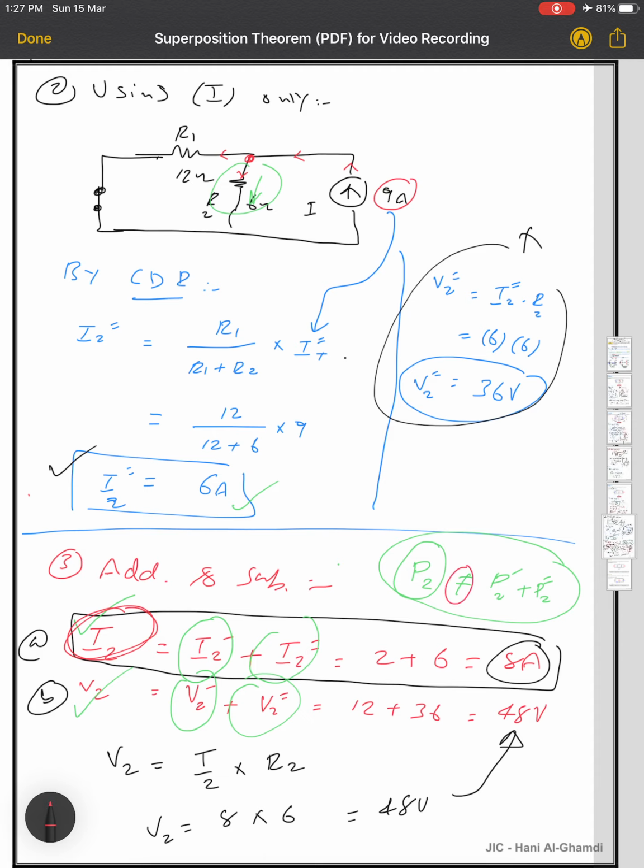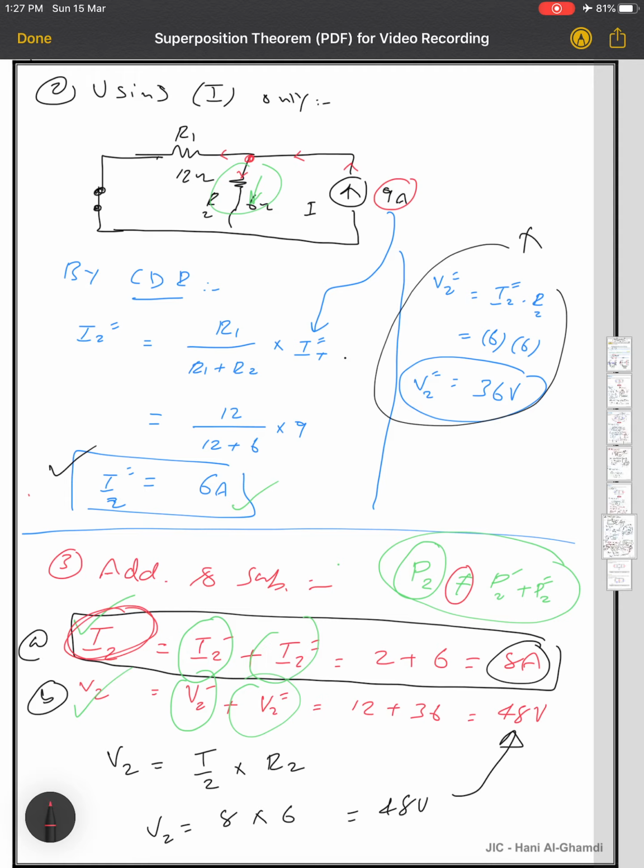So just keep it in your mind that the superposition theorem is not applicable for the power. It's only applicable for the voltages and the currents. I will leave this one for you guys to check by yourself.